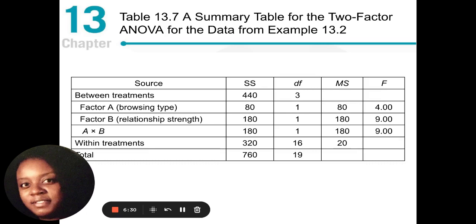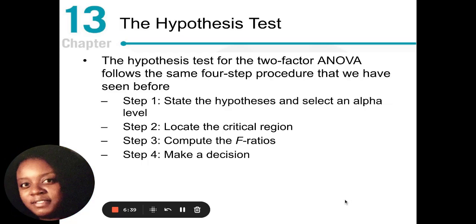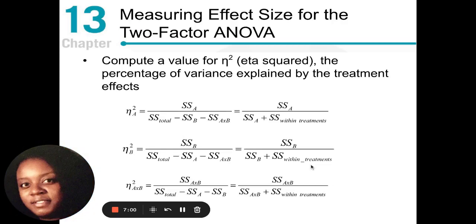If we look at table 13.7, it's a summary table for the two-factor ANOVA for the data that's used in example 13.2. A hypothesis test for the two-factor ANOVA follows the same four-step procedure that we've seen before in all of the other tests. You first state the hypothesis and select an alpha level. Then you locate the critical region, compute the F ratios, and make a decision.